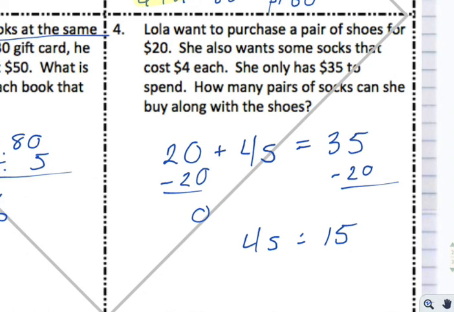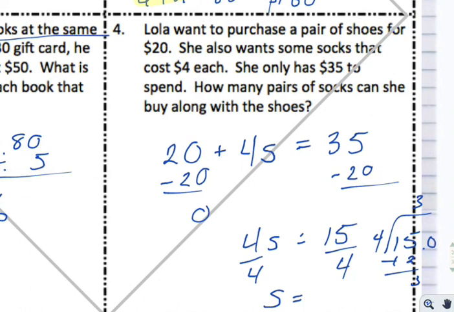So I know no matter how many pairs of socks she wants to buy, she only has $15 to spend on them. Also, if they're $4 each, I divide by 4, and I can get the pairs of socks that she could buy. 15 divided by 4 is a little tricky. It's not an exact number, so I'm going to do it as long division. 4 goes into 15 3 times. 3 times 4 is 12, and when I subtract, I get a 3. And I could bring down a 0 if I want and add a decimal point. So 4 goes into 30 7 times.